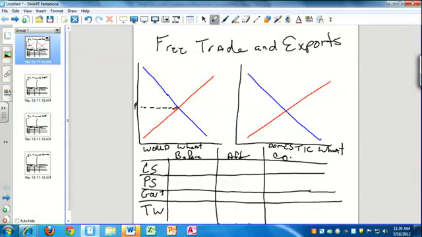I want to make sure I drew that right. I don't think I gave it enough of a buffer. Let me do that one more time.